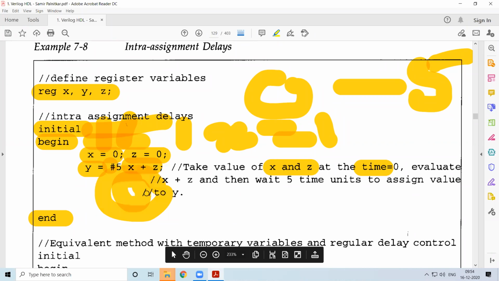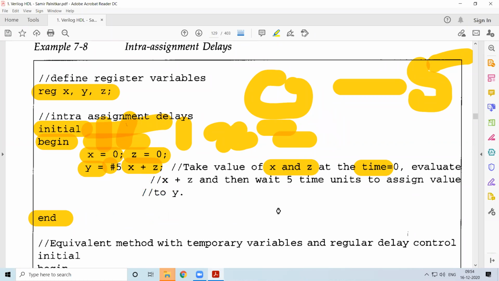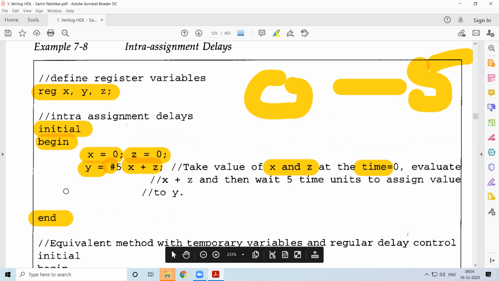It will be 0 itself. It will not affect this expression. It will be retaining its expression value, and after 5 time units, it will be assigning it to y. So this is one slight difference you can observe when you're using the intra assignment delay.